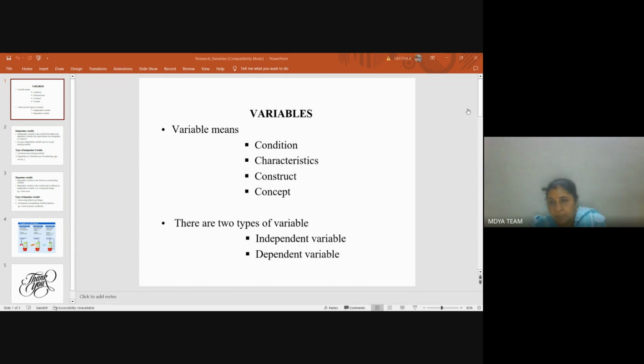For example, you can say age is one variable and gender is another variable. Something that is constantly varying in its characteristics, its conditions, its construction as well as its concept, that is why it is called a variable. That is the normal mathematical meaning of a variable. Here the variables are classified into two major terms: one is the independent variable and the other is the dependent variable.